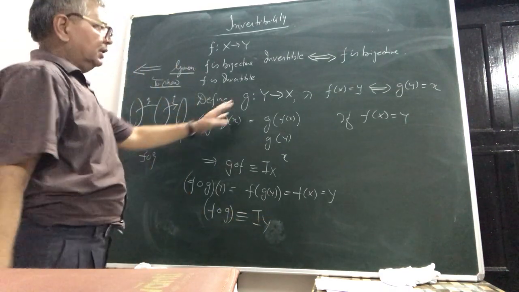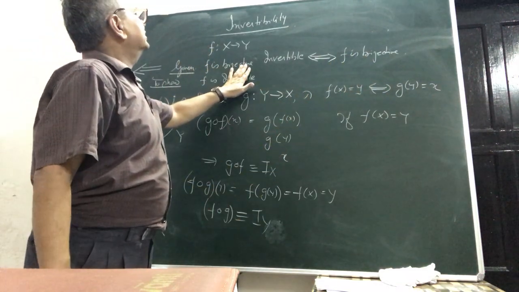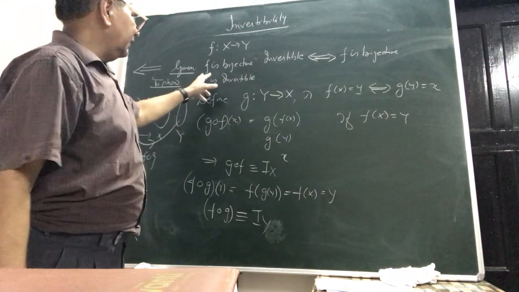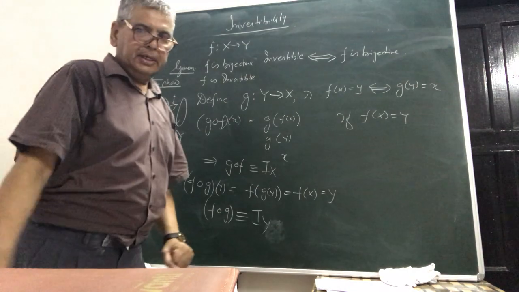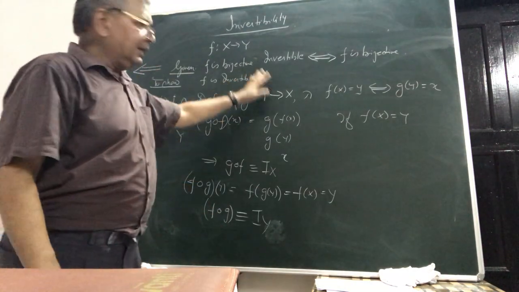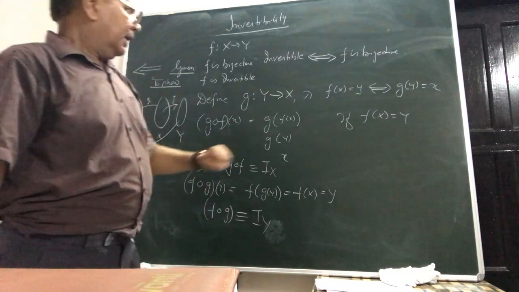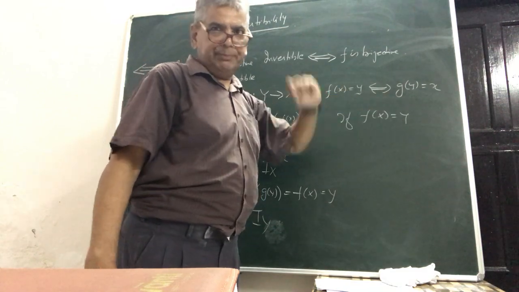So what you have shown is that if f is bijective, then your function is invertible. This is what we have exactly shown here. So very easy. But here, see, the most important thing that you need to assume is how you are defining your inverse function g.